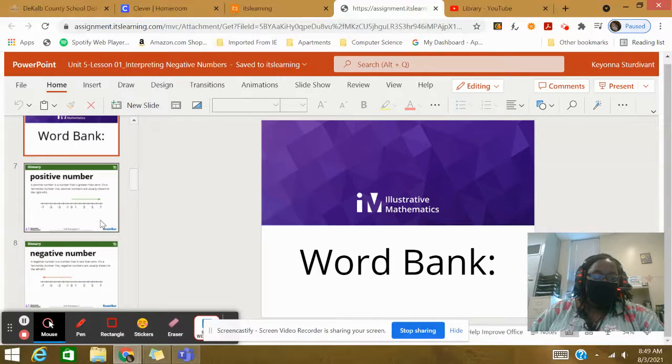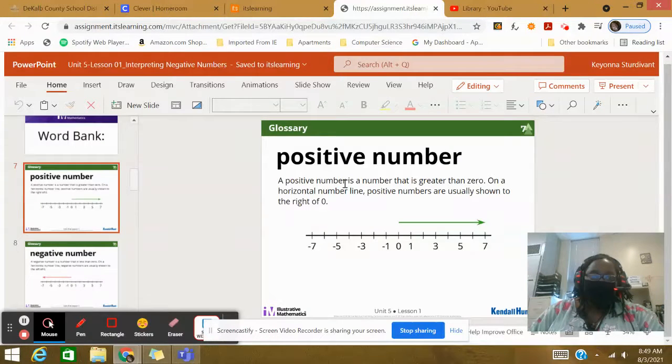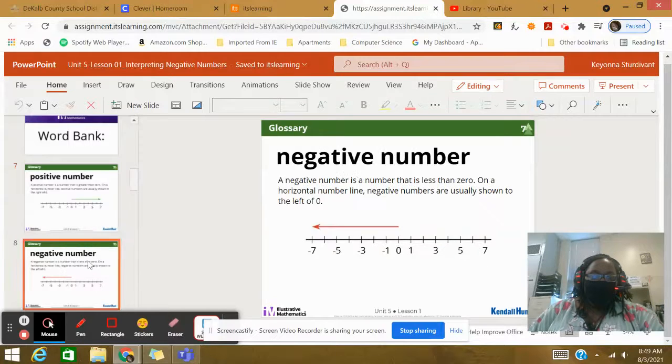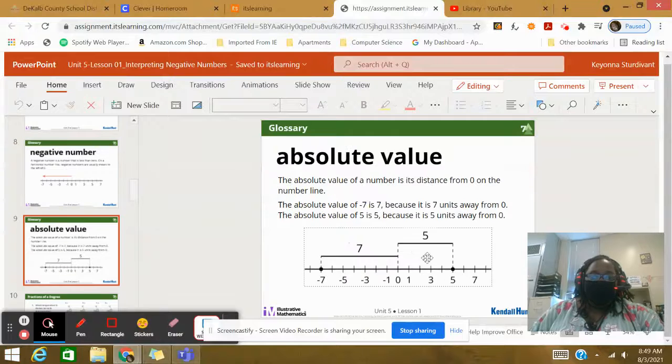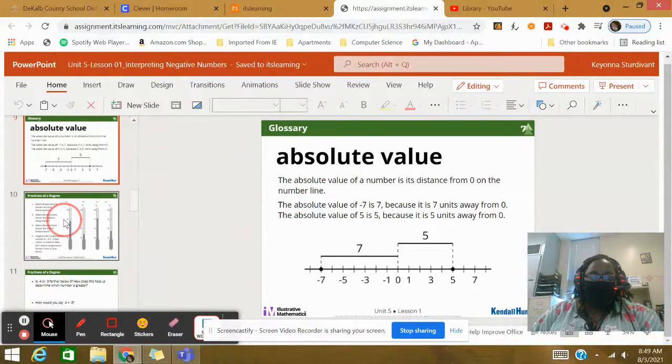Okay, so let's take a look at our word bank. We have positive numbers. Remember, a positive number is any number greater than zero. We have negative numbers, which is on the left side of the number line, which is numbers less than zero, and include -1, -2, -3, and goes to infinity. Absolute value is always going to be positive because all it's asking about is the distance. It doesn't matter which direction. So the example they give you is -7 and 7. The absolute value of -7 is still 7 because they're asking the distance in regards to the number line.